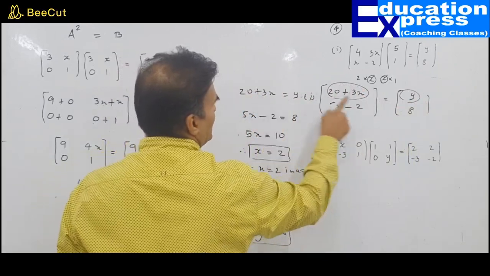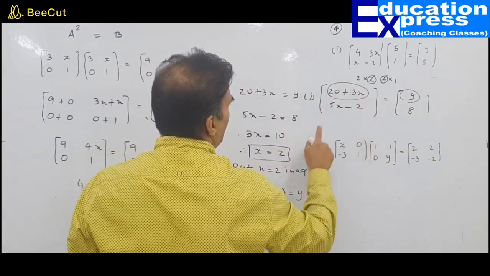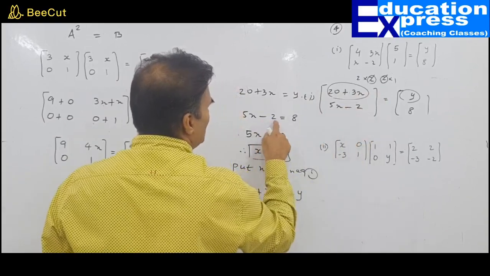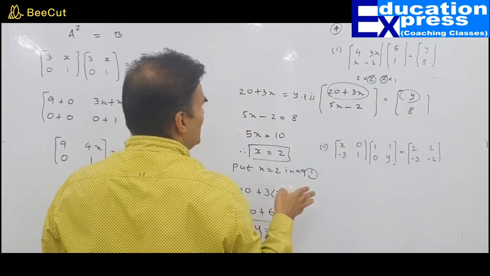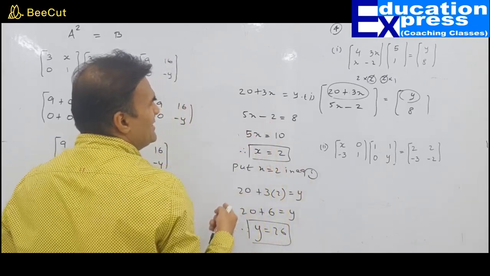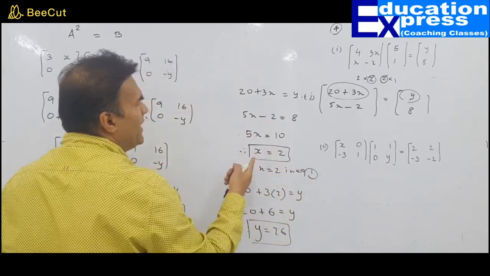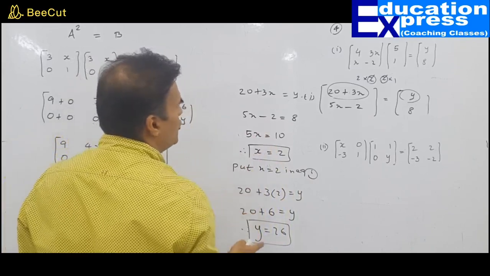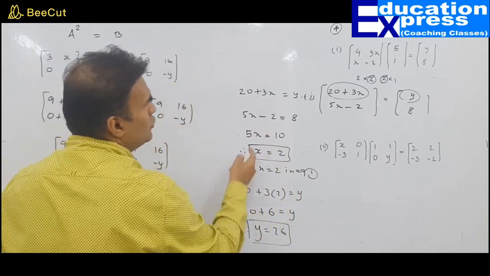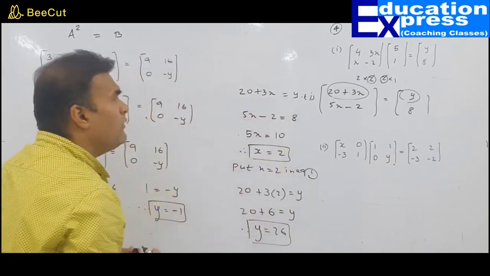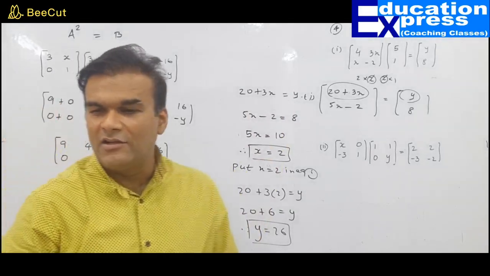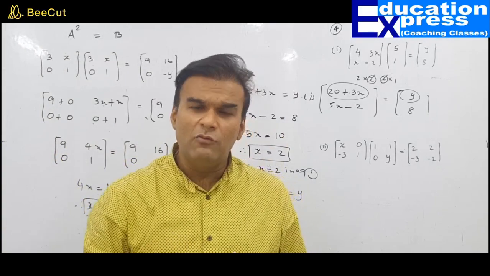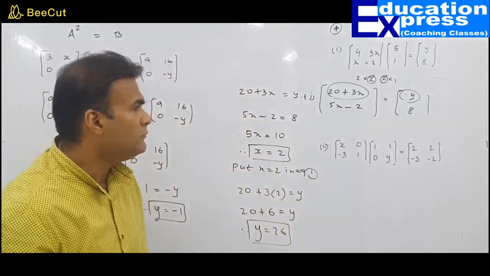20 plus 3x equal to y. 5x minus 2, 5x minus 2 equal to 8. This equality is registered. We can solve this very easily. We found the value of x, which is 2, and we substituted the value of x equals 2 in this to obtain the value of y. With this, the value of x and y is evident. Let's move on to the next question.